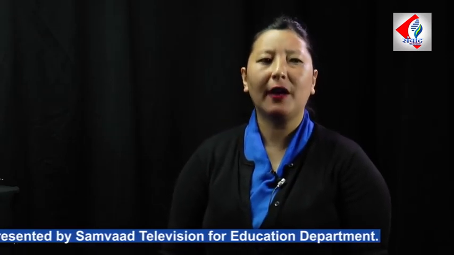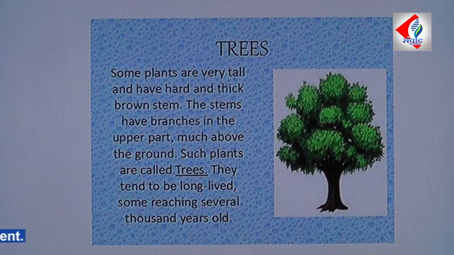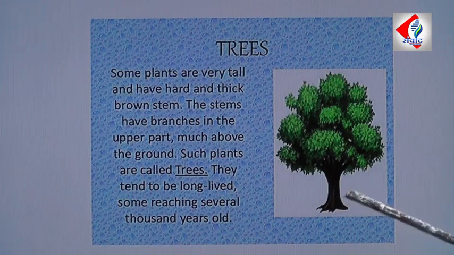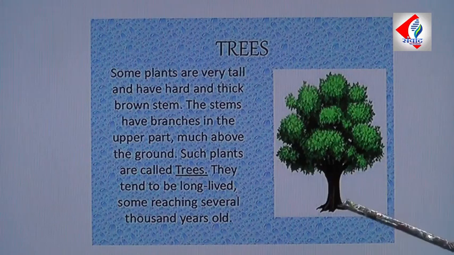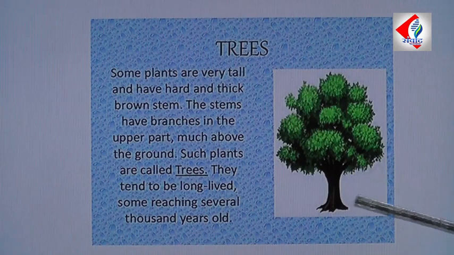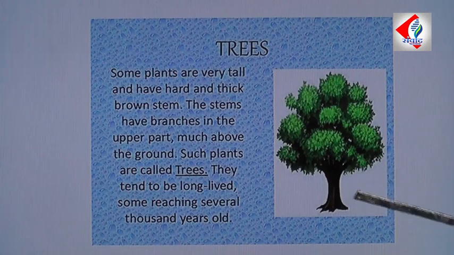Next we come to trees. Now trees are very tall plants and they are very strong plants. Some plants are very tall and they have a very hard and thick brown stem. The stems have branches in the upper part much above the ground. So this is a tree. These are the branches of the tree and they grow much above the ground. You can see this distance from the ground. These kinds of plants are called trees.